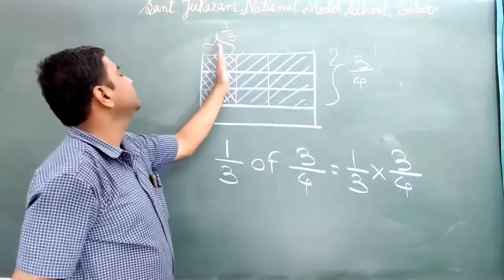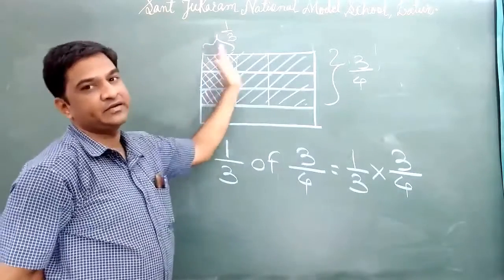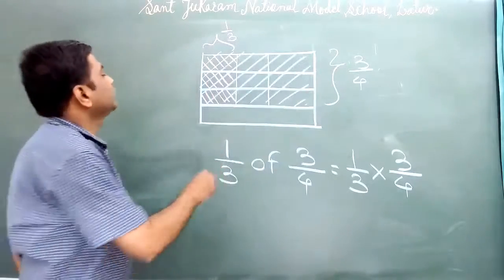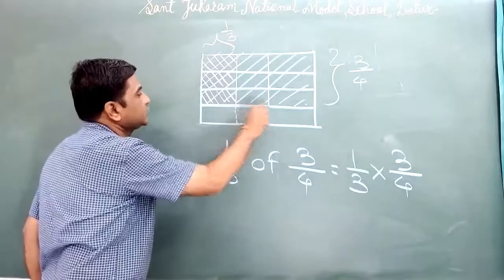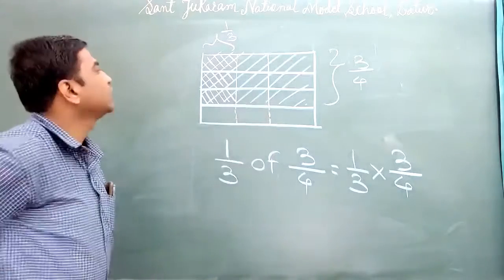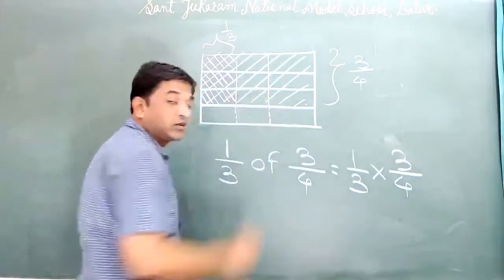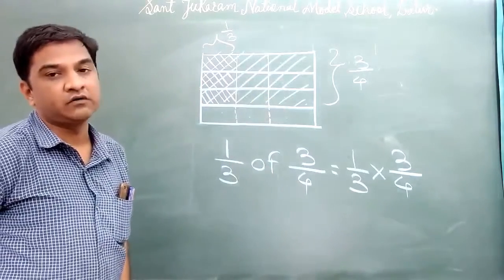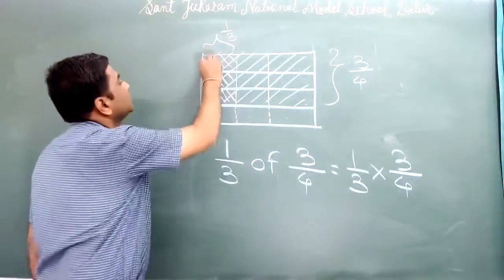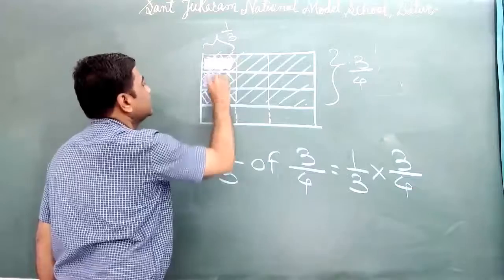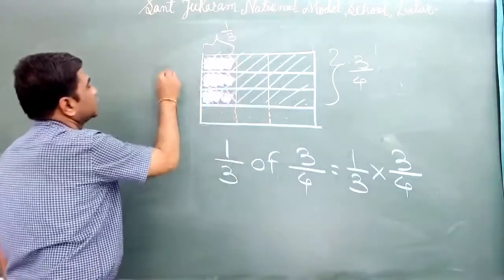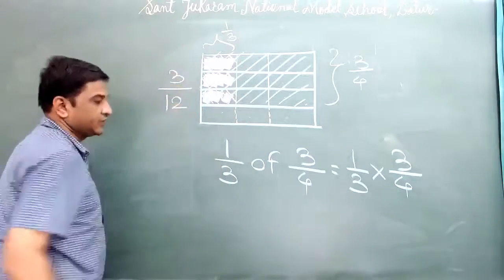But can you give me the fraction with respect to the entire figure? What is the fraction of this particular shaded portion with the entire figure? To find the fraction, we extend these parts further. Now how many parts are we getting? 1, 2, 3, 4, 5, 6, 7, 8, 9, 10, 11, 12. We get 12 equal parts of this rectangle, and we are considering 3 parts out of 12.